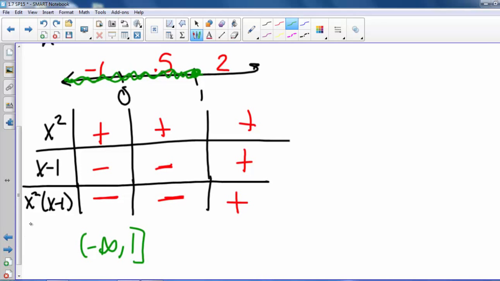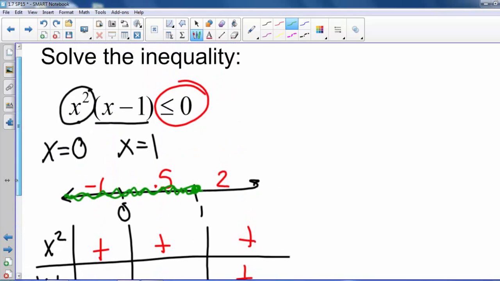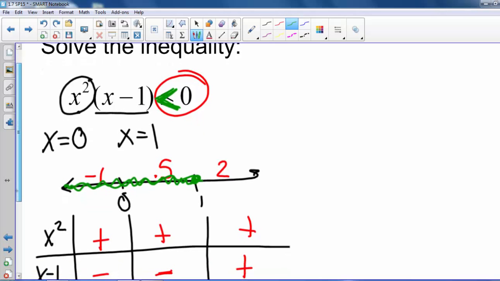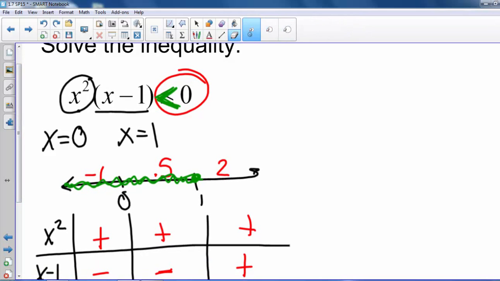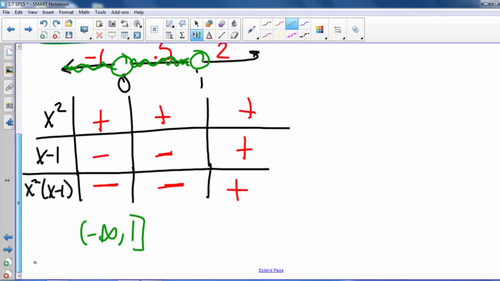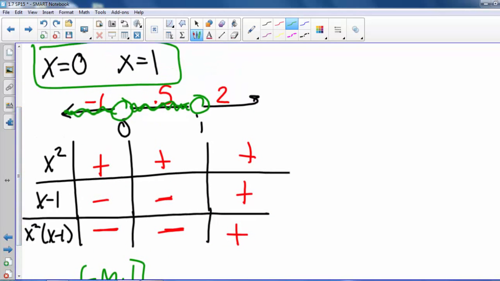But here's an interesting question. What if this was strictly less than, not equal to? So then we would have to not include the point 1 or the point 0, because that is where we are equal to 0. So then, in interval notation, we would have negative infinity to 0, not including 0, and 0 to 1, not including 1.